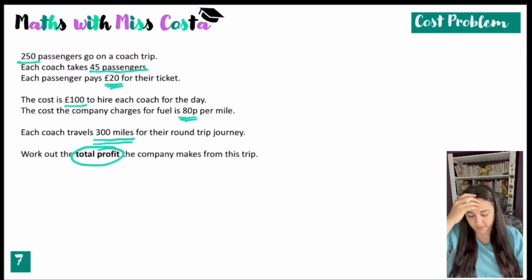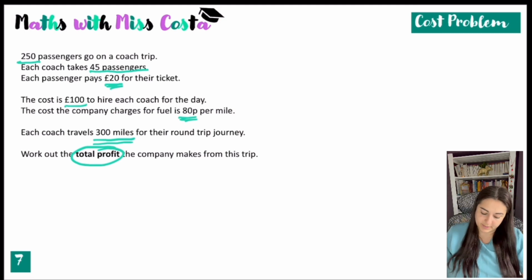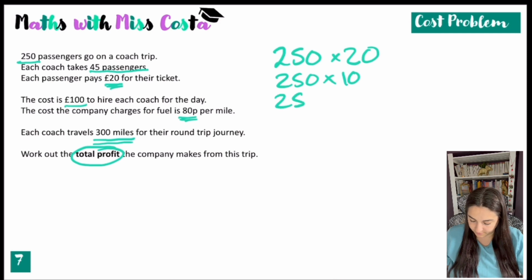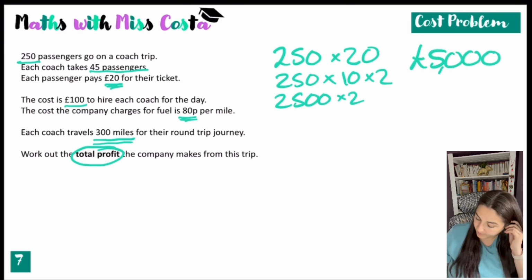Okay, so total profit. First of all, let's find out how much the passengers pay. There's 250 passengers that pay £20. So I could just do 250 times 10, which is 2,500, and times it by 2, which is 5,000. So quite a hefty amount. £5,000 they take from the passengers. But now let's work out how much they spend.